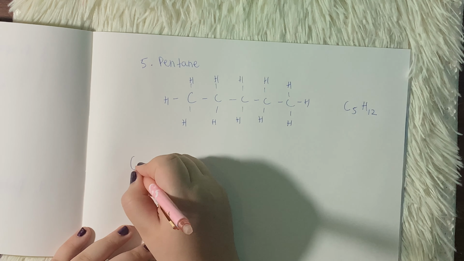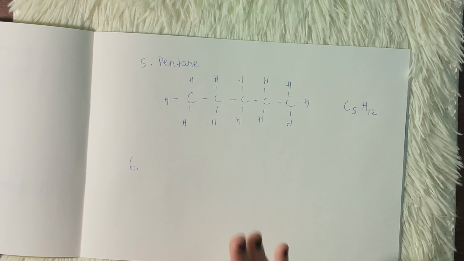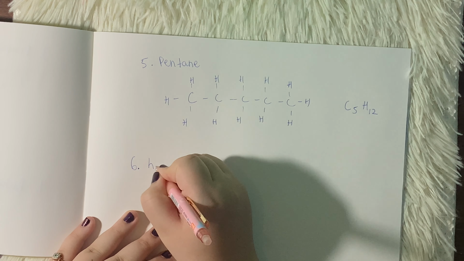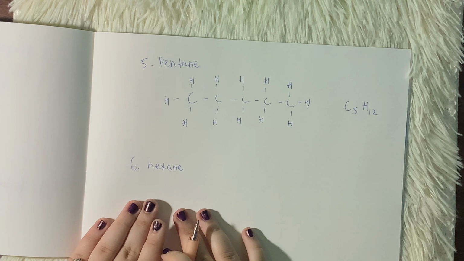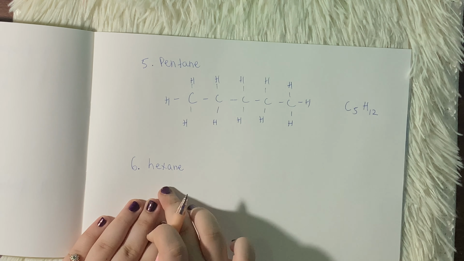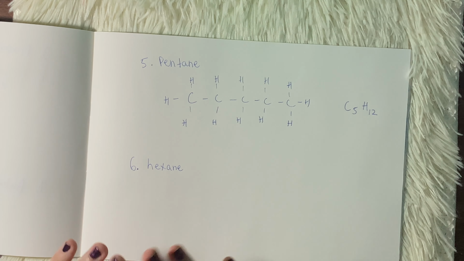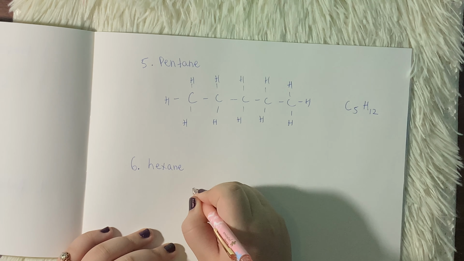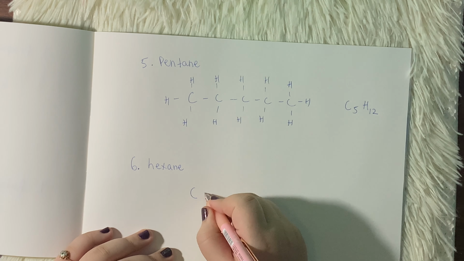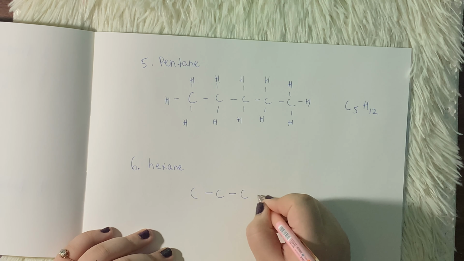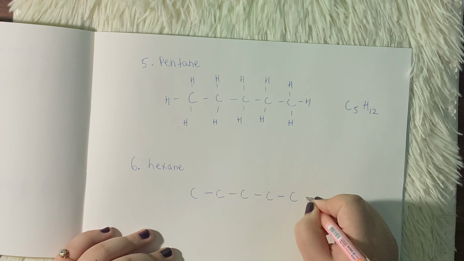And now is the last alkane. The last alkane is hexane. Hexane. So we know a hexagon has 6 sides. That's how we can remember hexane. Hexane means 6. Hexane is 6. So 6 means it has 6 carbons. So 1, 2, 3, 4, 5, 6.